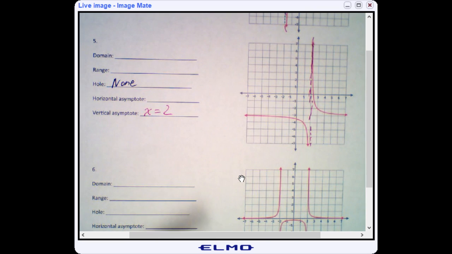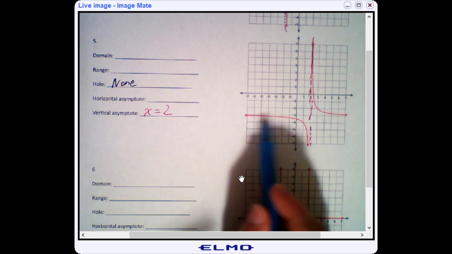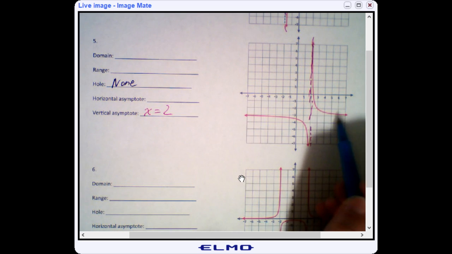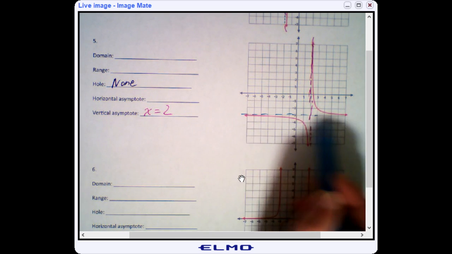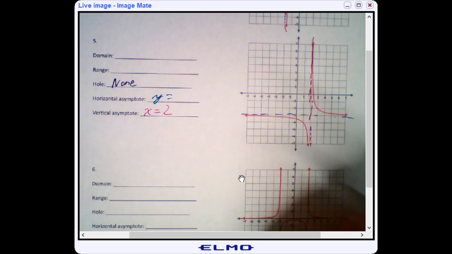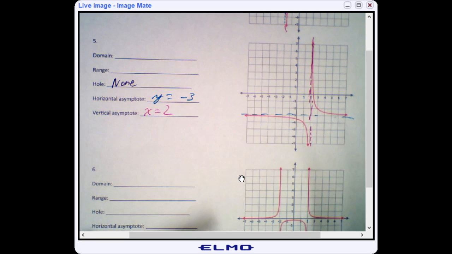And then I can find my horizontal one too by kind of looking at the graph. I'm getting super, super gradual here and super, super gradual there. So it's going to be y equals -3.